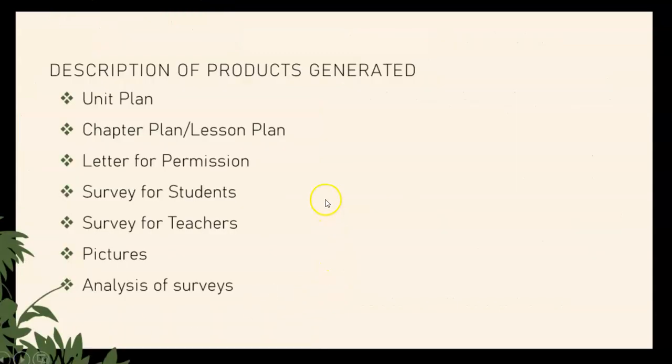Descriptions of the products generated: the unit plan, the chapter plan, and the letter for permission. I drafted a letter to send home with students to give permission to stay. The survey for the students, the survey for teachers, pictures, and the analysis of the survey.